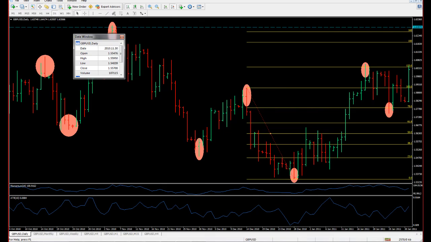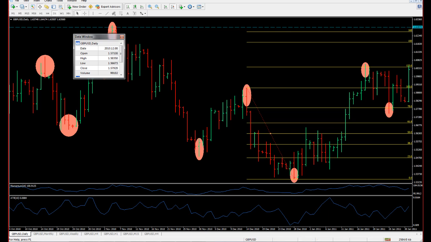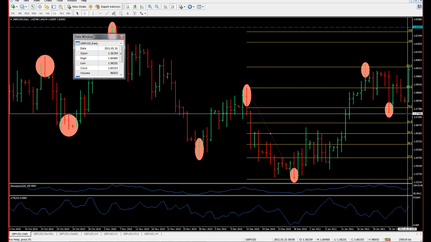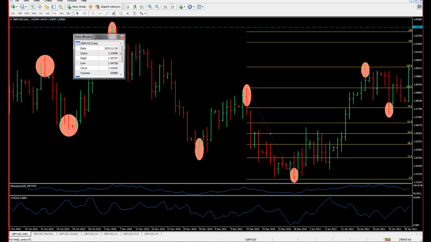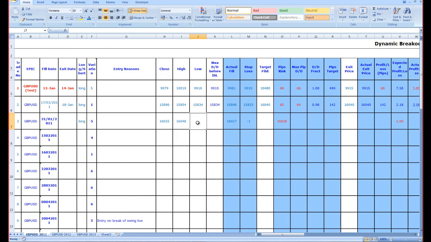Then we put the high and the low as well. 160.48 for the high. And then we put the low, which is 158.23, yeah? Yep. There we go. We got 205 pips of risk. Which is quite a lot, isn't it?